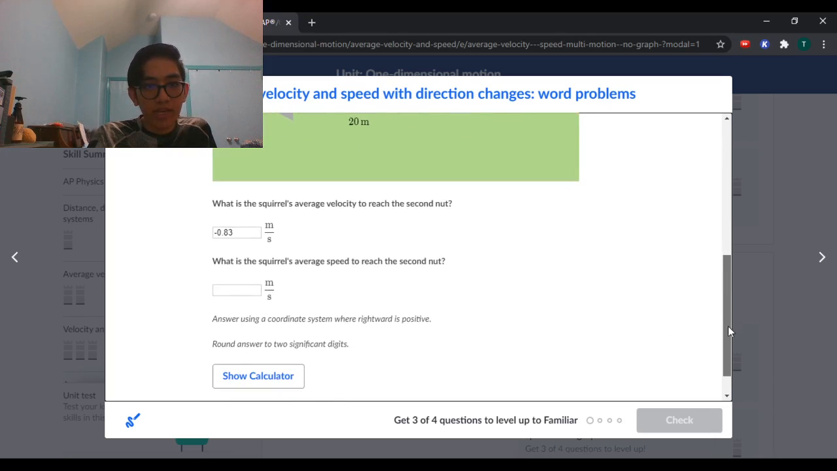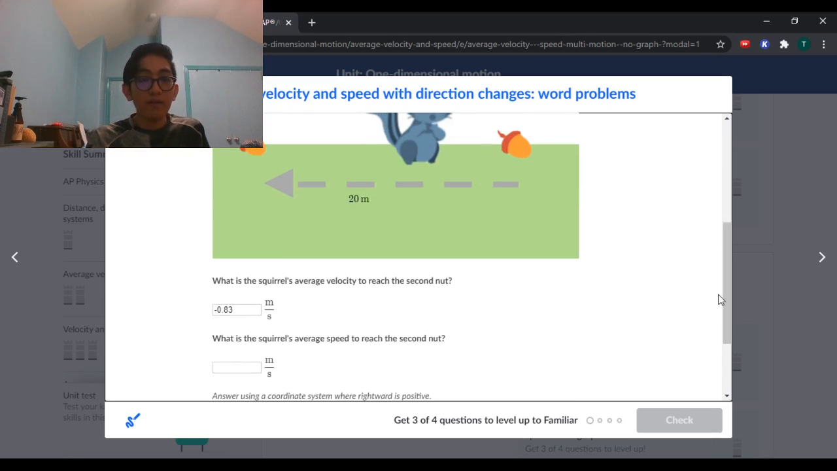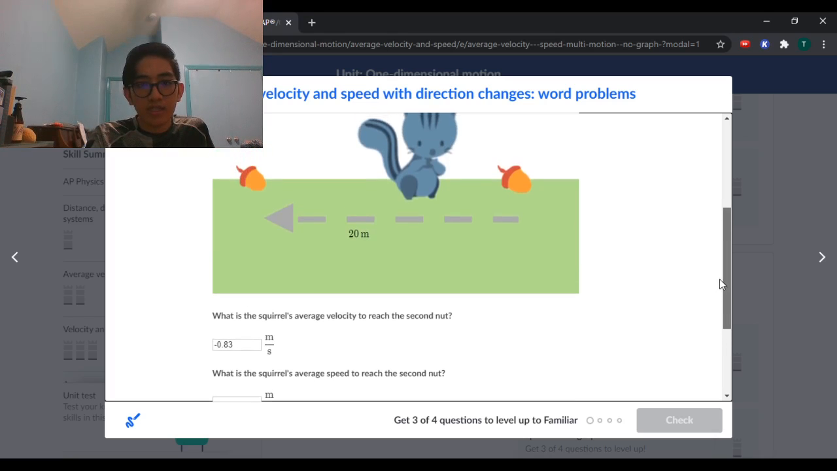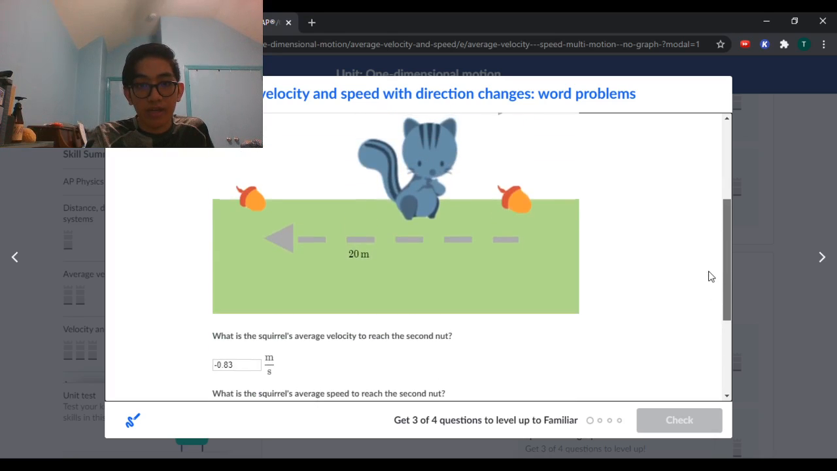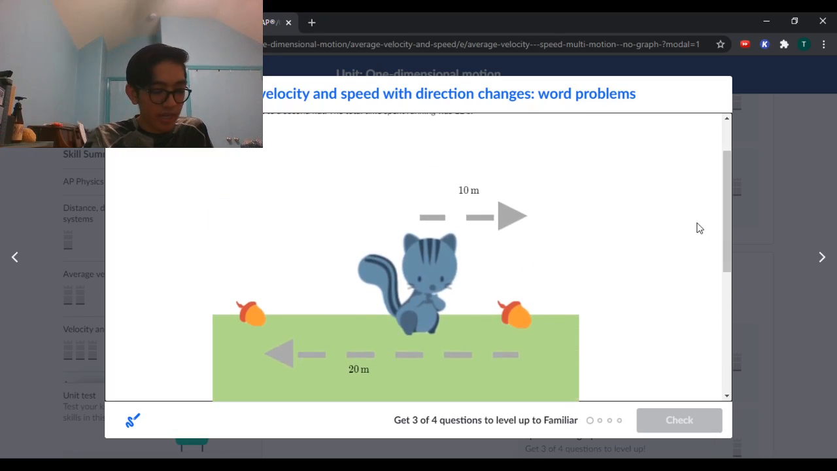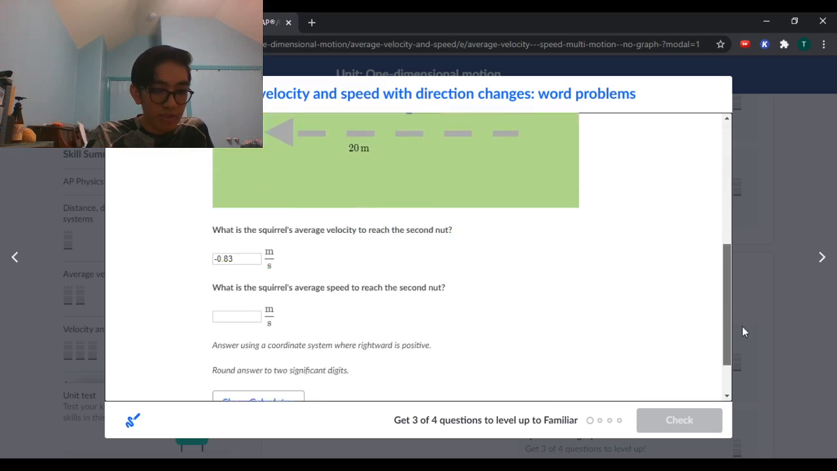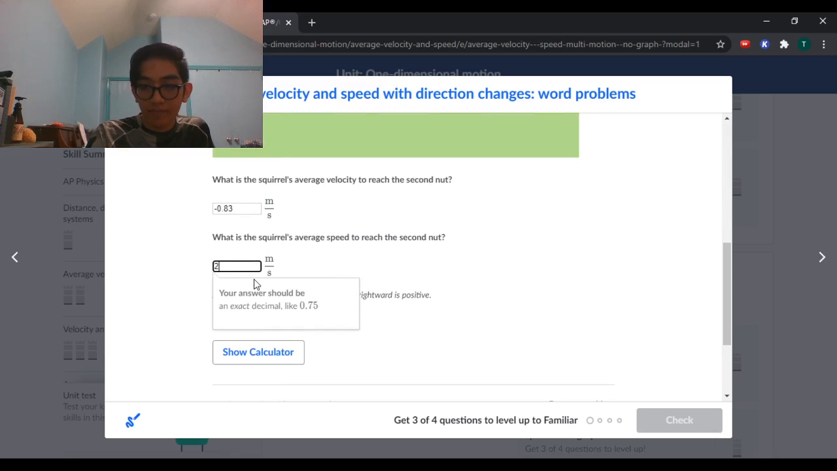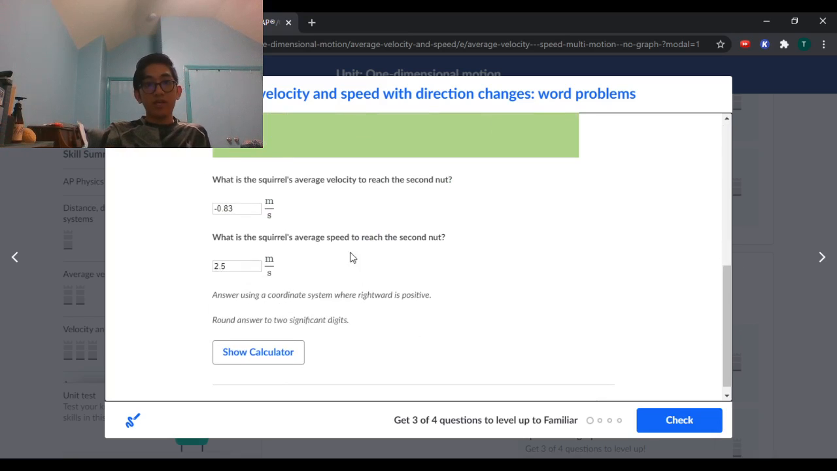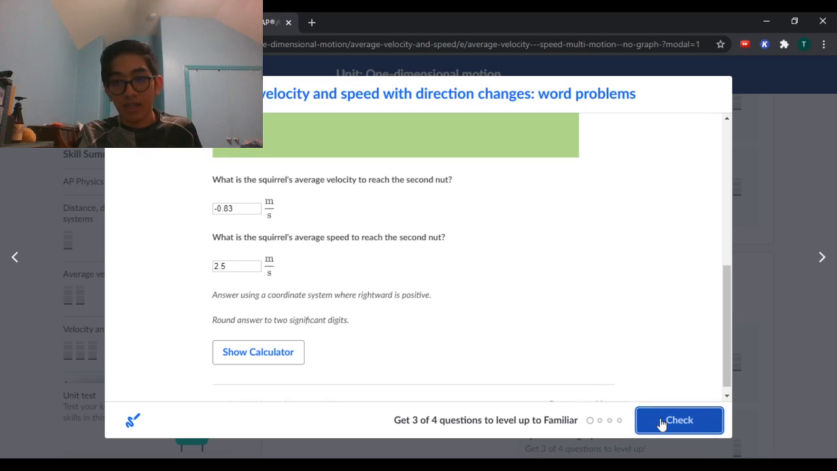Okay. Well, now what's the average speed each second? Well, average speed is the same thing, right? Average speed is basically the distance covered to get that nut, right? So we covered 10 and then another 20, right? So 30 meters in that run over 12, which is basically 2.5, right? So you can see here that the average velocity and the average speed do not align. But that's okay, because that's basically it.